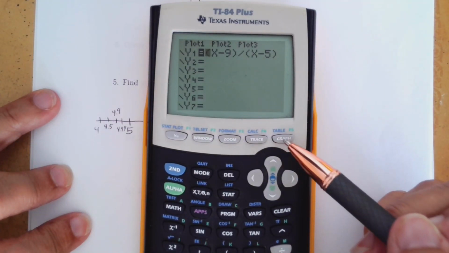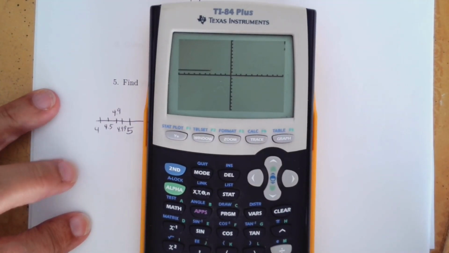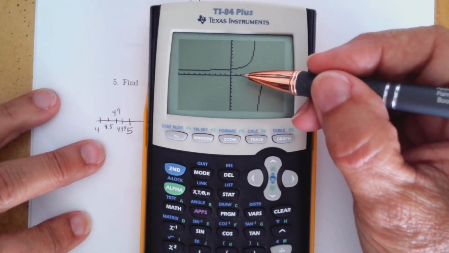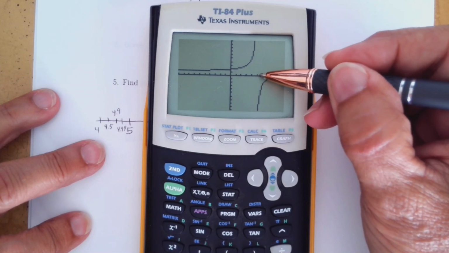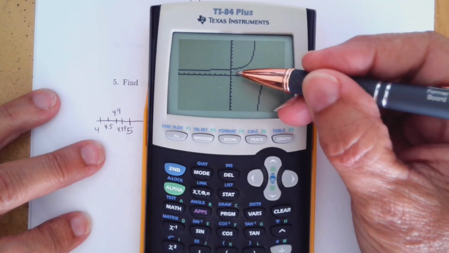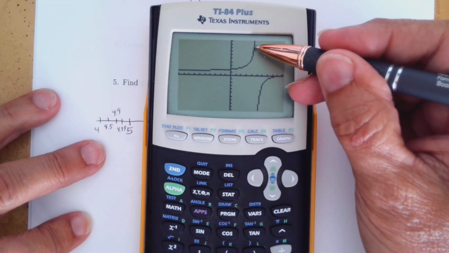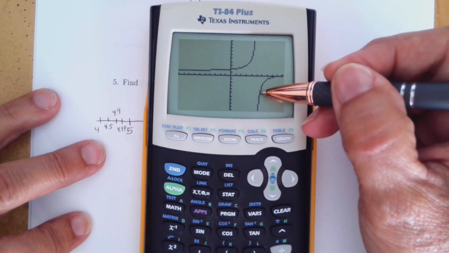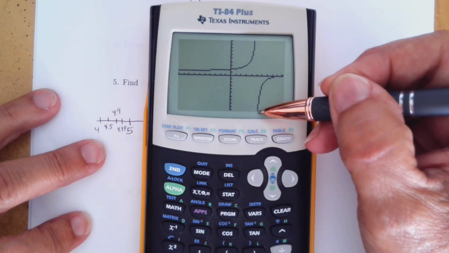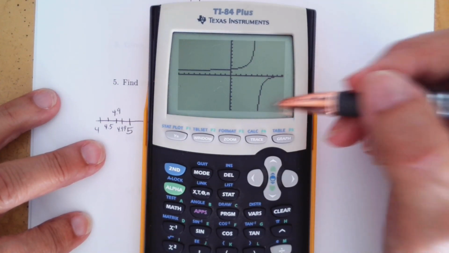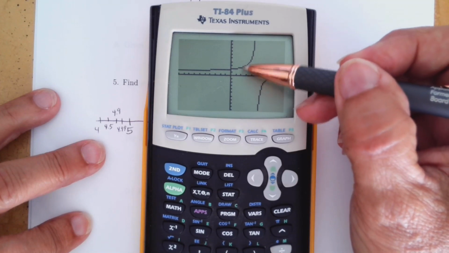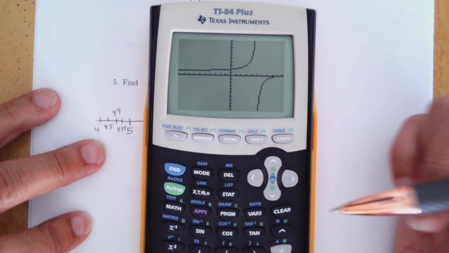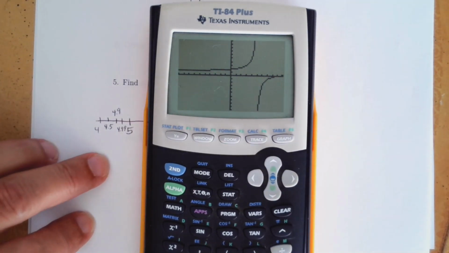So if I hit just graph, don't go to the table, just hit graph. And we look at what happens at 5, right? Here's 5. 1, 2, 3, 4, 5. So 5 from the left, that was what we just did, goes to positive infinity. 5 from the right, that would have been negative infinity. Okay, so you can look at the graph. Sometimes it's hard on the graph if it's a number because it's hard to see on your graph, but you can always tell the infinities pretty easily.